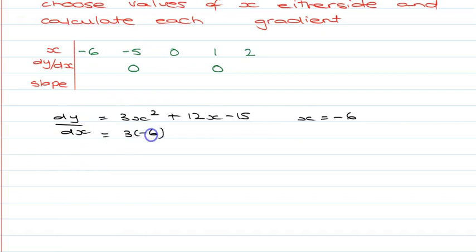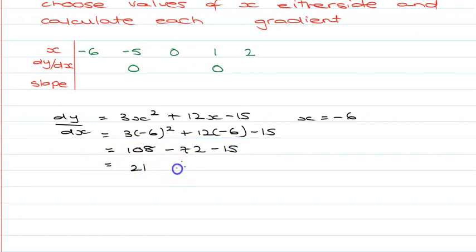3 times negative 6 squared plus 12 times negative 6 minus the 15 is 108 minus 72 minus 15. The gradient is 21. That is a positive gradient. It's really important to identify what the sign is. So that's positive, so I'm going to write that result in my table. I've got the value of 21 and I know it's positive, so I'm going to draw a positive line. Now that kind of already indicates what kind of stationary point it might be.